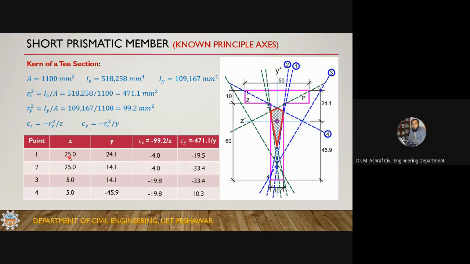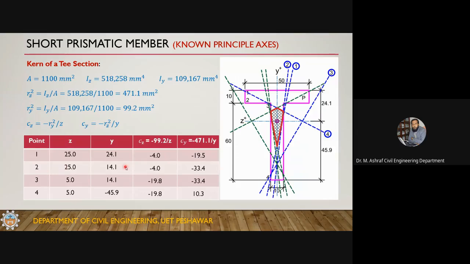So for point number 1, the z coordinate is plus 25 and the y coordinate is 24.1. If you plug in this expression, 99.2 minus 99.2 divided by 25, you get minus 4. Similarly, minus 471.1 divided by 24.1 results in minus 19.5. Okay, so these are the two intercepts.